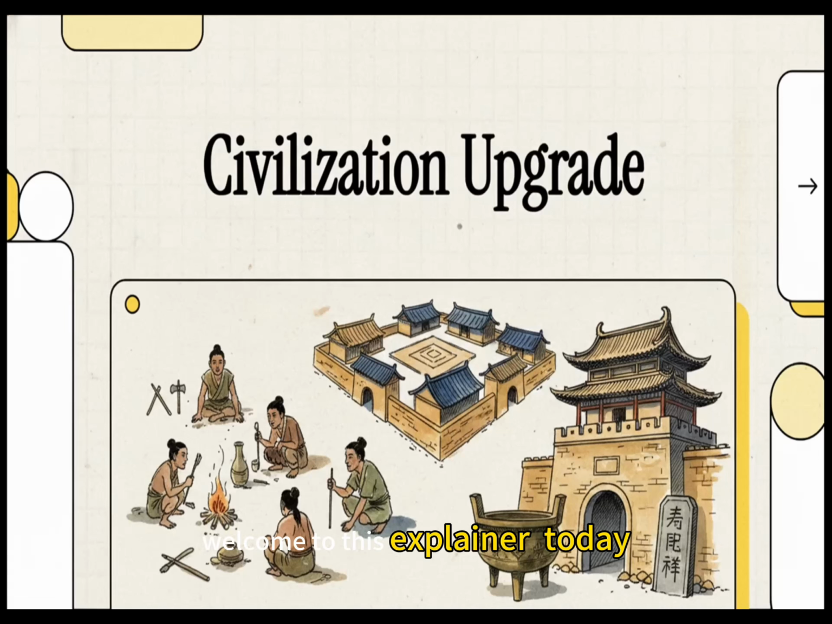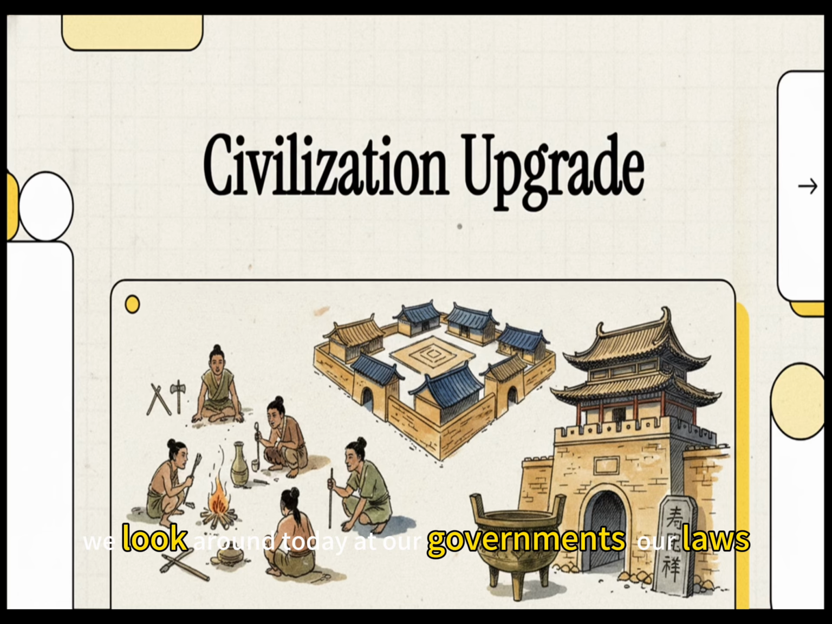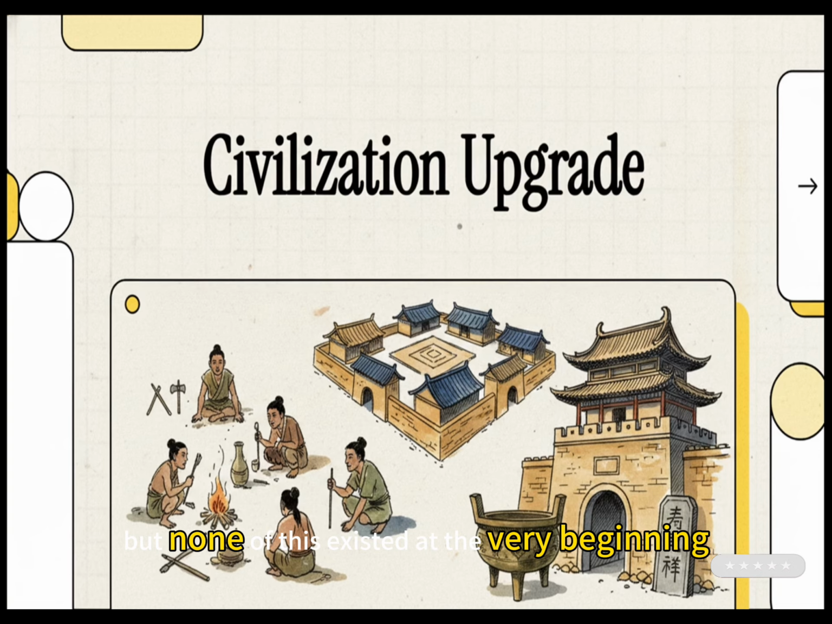Welcome to this explainer. Today, we're going to dive into one of the absolute most fascinating questions in human history. We look around today at our governments, our laws, our massive social orders, and it is so easy to just take it all for granted. But none of this existed at the very beginning.